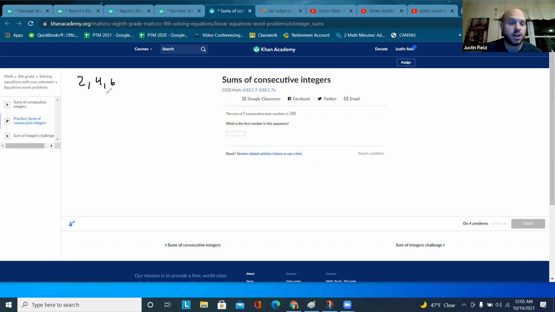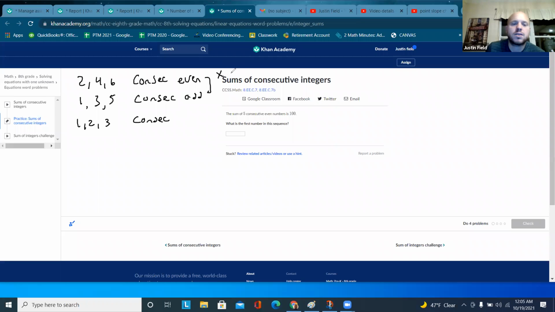consecutive even integers. Consecutive even, and of course you're writing this down, right? 1, 3, 5, because I'm writing it down. That's what we do. These would be consecutive odd, and then just plain old consecutive numbers would be 1, 2, 3, consecutive. Okay, so for consecutive even and odd, it would be like x, x plus 2, x plus 4, x plus 6, dot, dot, dot.